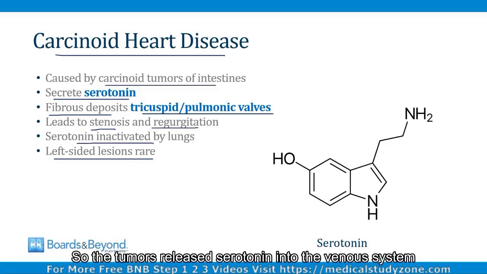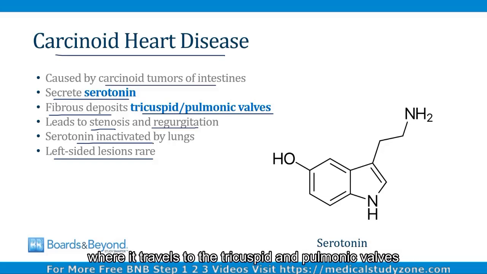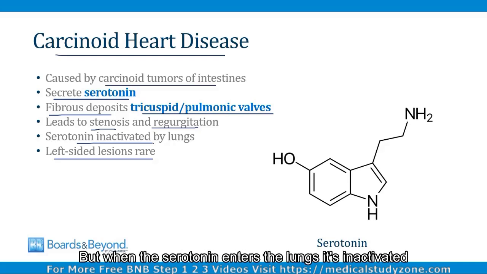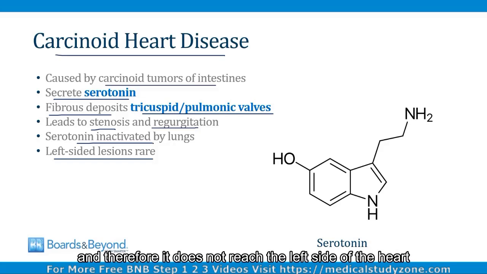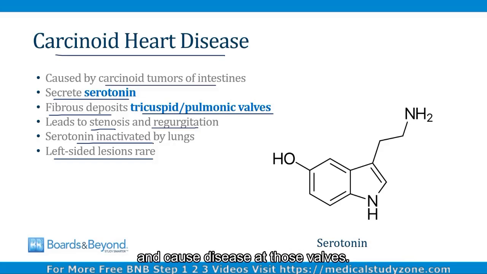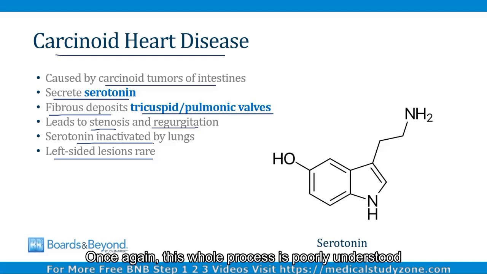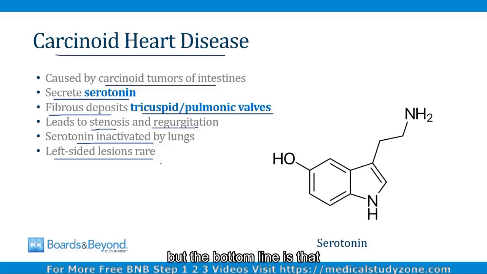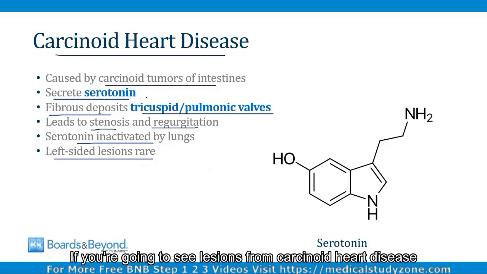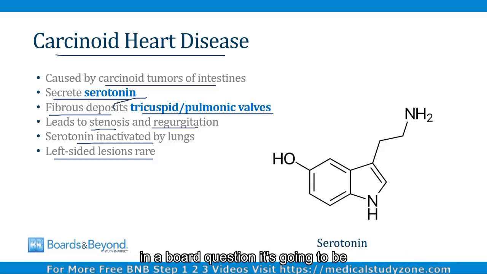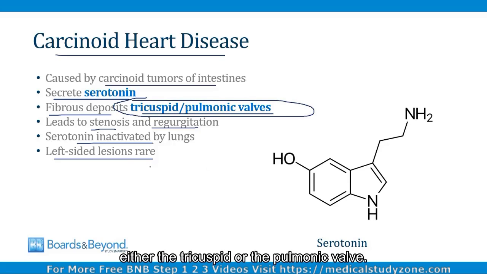So the tumors release serotonin into the venous system where it travels to the tricuspid and pulmonic valves on the right side of the heart. But when the serotonin enters the lungs, it's inactivated, and therefore it does not reach the left side of the heart and cause disease of those valves. Once again, this whole process is poorly understood, but the bottom line is that patients with carcinoid heart disease almost never develop left-sided lesions. If you're going to see lesions from carcinoid heart disease in a board question, it's going to be either the tricuspid or the pulmonic valve.